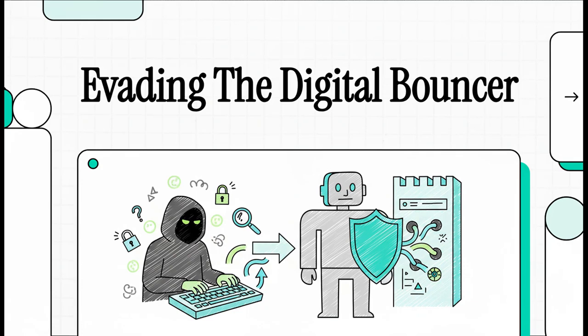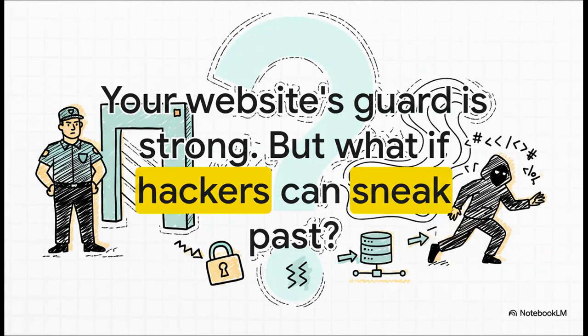Welcome to The Explainer. Today we're diving deep into the incredible cat-and-mouse game of web security. You know, that constant battle between the digital bouncers guarding our favorite websites and the clever hackers who figured out how to sneak right past them. So in this explainer, we're going to break down exactly how these attackers find the blind spots in that critical first line of defense, the web application firewall.